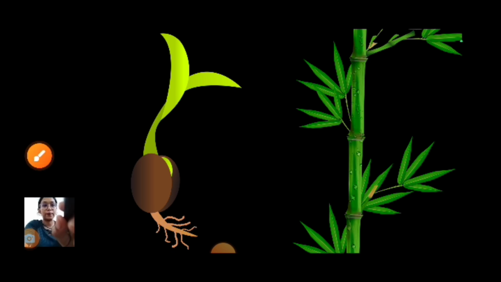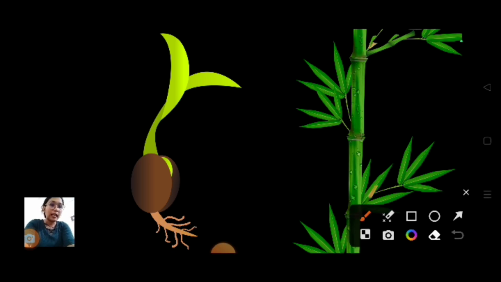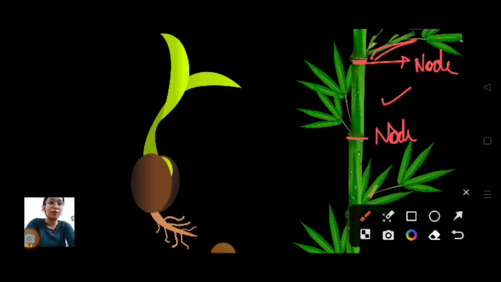Okay, here. See, this is a bamboo plant. You can see this structure, this one is the node, which is bearing the leaf. See, from where the leaves are arising? From the node itself. And in between these two different nodes, there will be an internode. Is it clear?